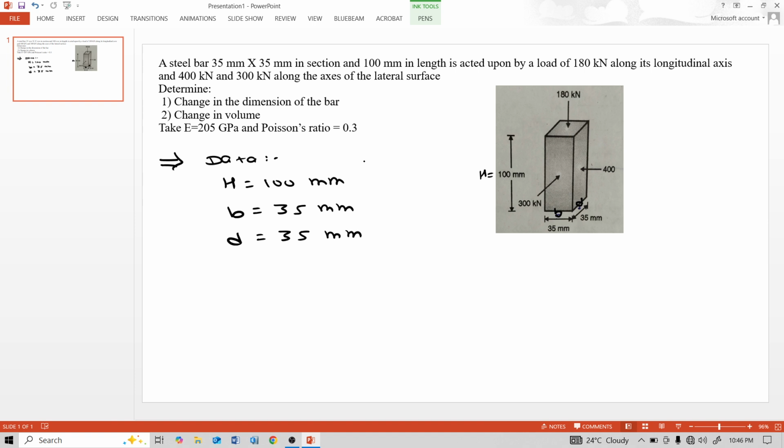Load of 180 kN along its longitudinal axis. P. Horizontal direction is x, vertically y axis, and this z axis.